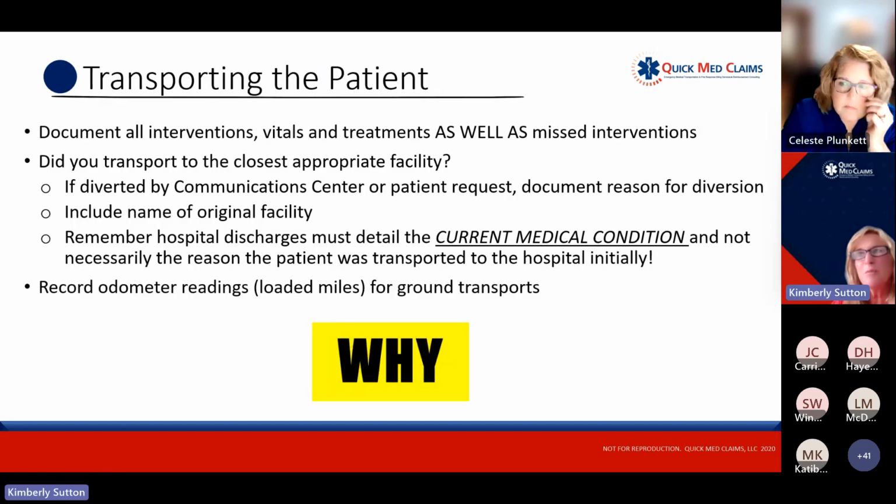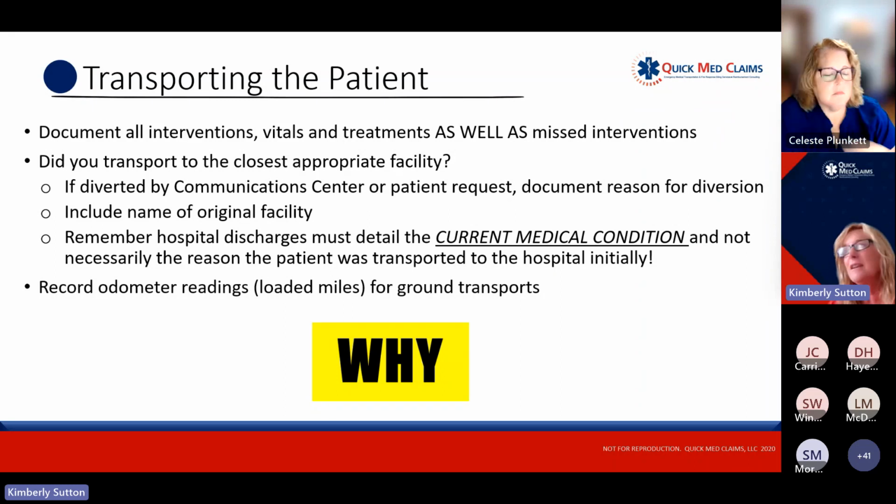Okay. The next piece is transporting the patient. We need to document all the interventions, the vital signs, and treatment, as well as anything missed. I think one piece on the EPCR for the application that y'all use, you do have that application there in EMS charts to say missed interventions, and that we haven't seen any concerns with that.